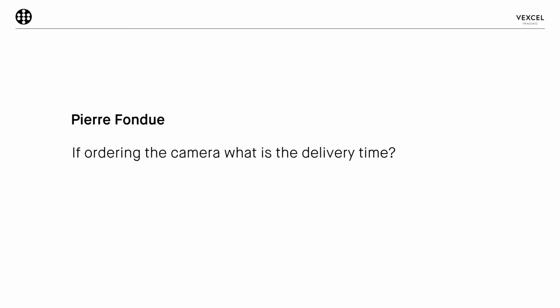If ordering the camera, what is the delivery time? So we are now taking orders for the camera, but the production line is fully sold out till the end of this year, with the usage of the cameras for VDP. So the next cameras available for commercial business will be first quarter of 21. So in roughly 4-5 months from now, ready to be used for the flying season 21.